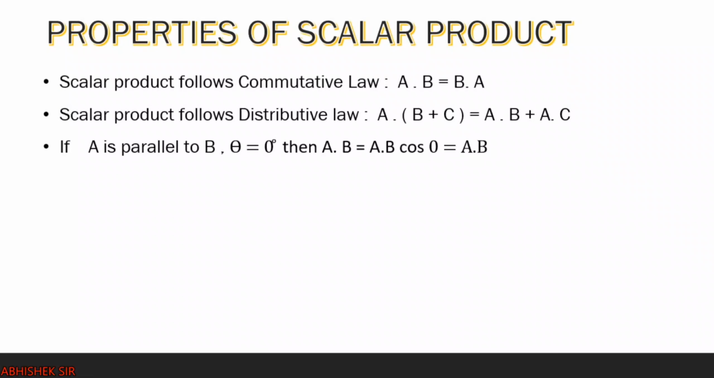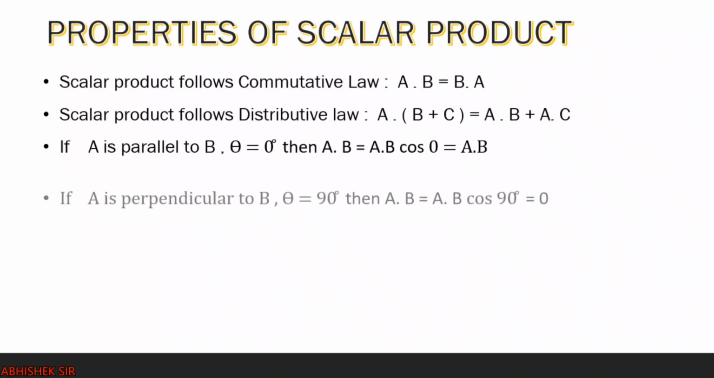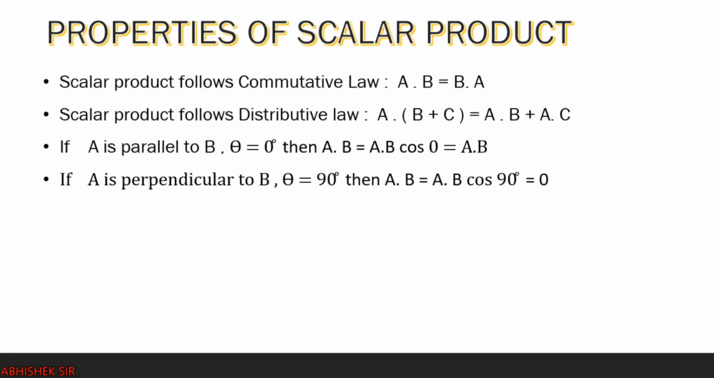If A is parallel to B, that means theta is 0 degrees, then A dot B equals AB cos 0, that is AB only, because cos 0 is 1. If A is perpendicular to B, theta equals 90, then A dot B equals AB cos 90. Cos 90 is 0, so the whole product will become 0.